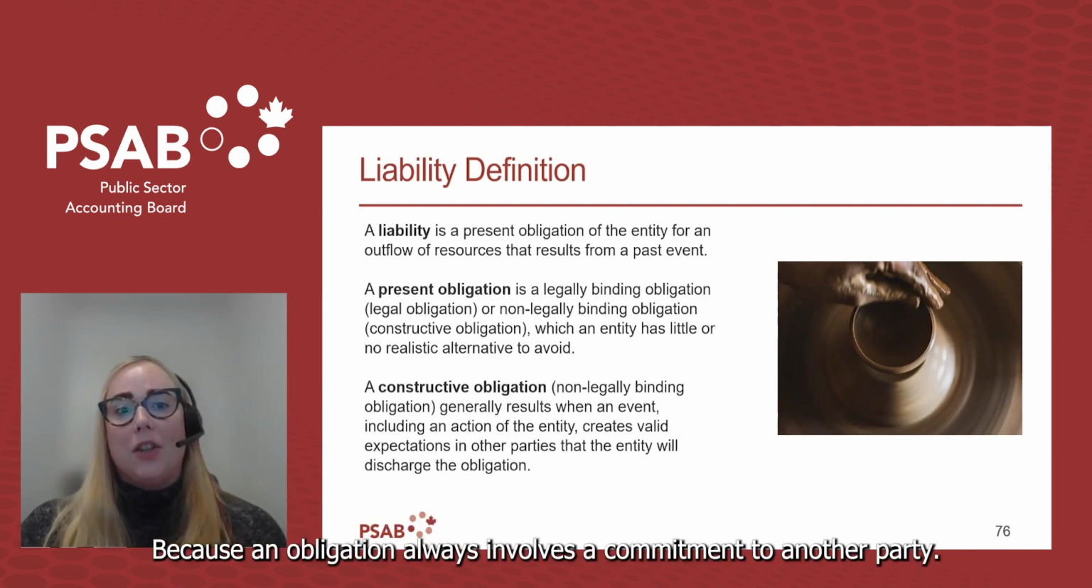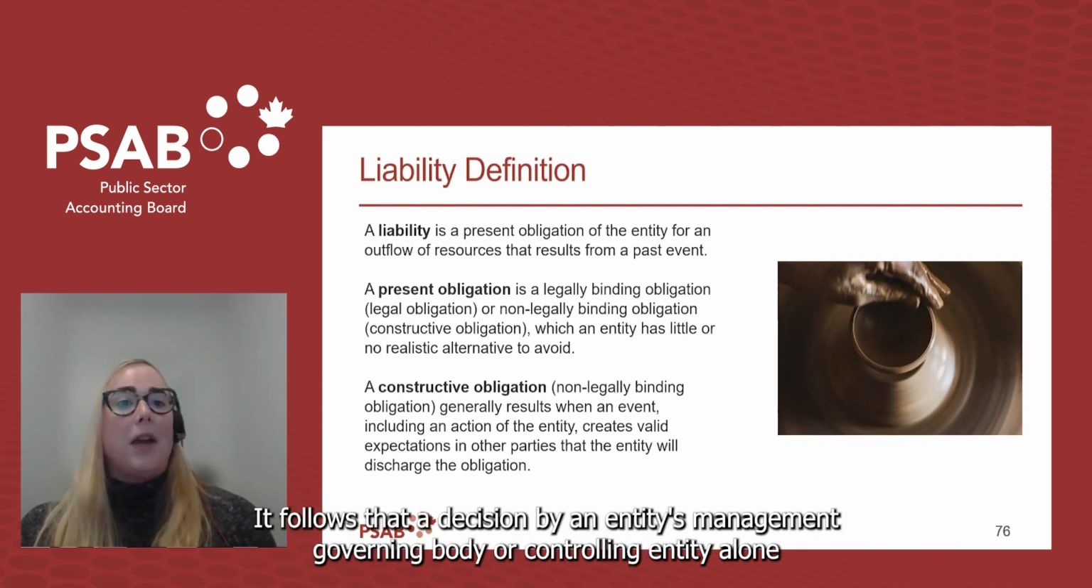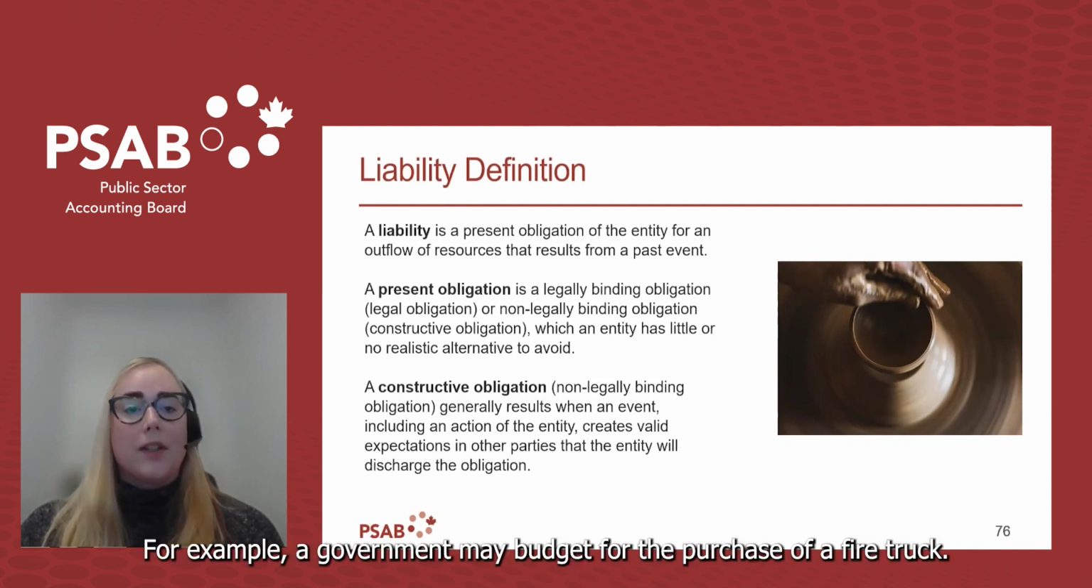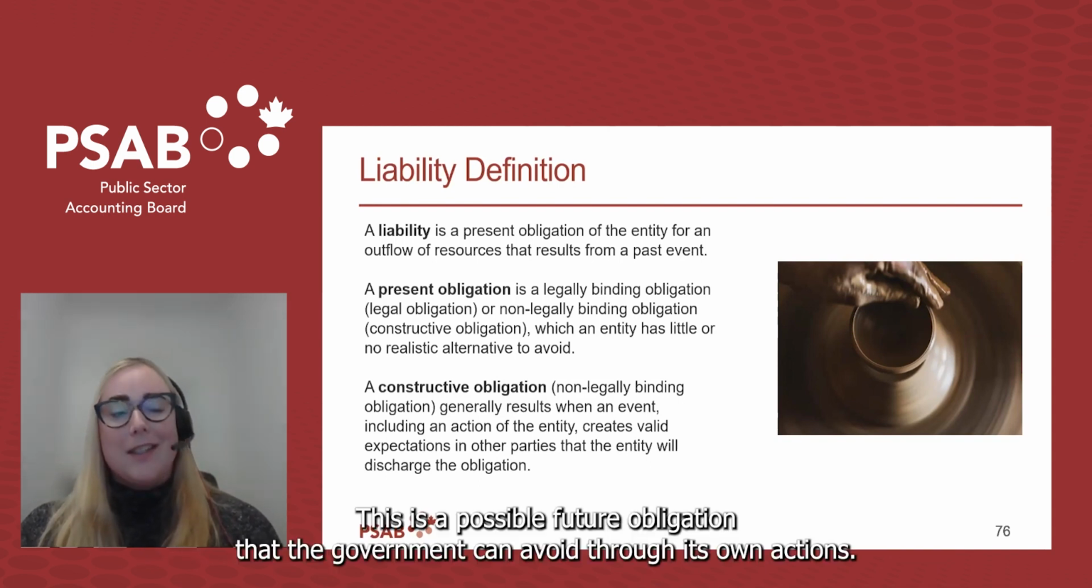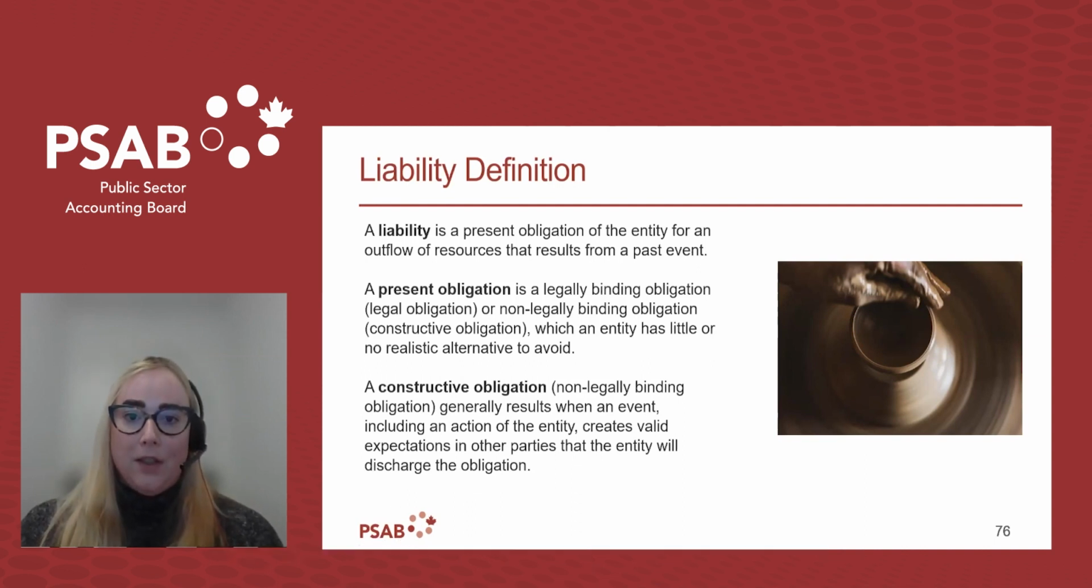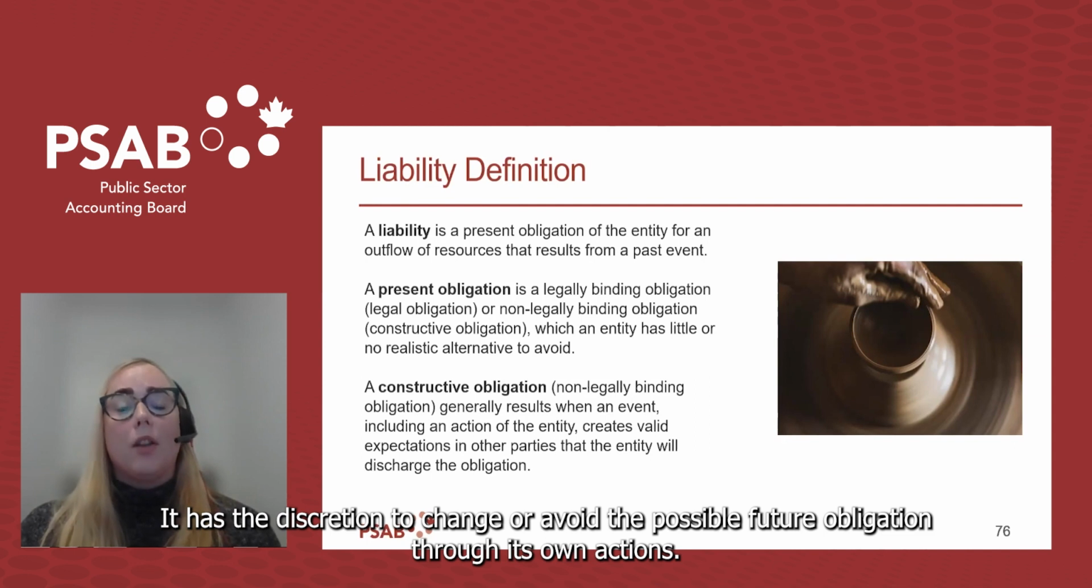Because an obligation always involves a commitment to another party, it follows that a decision by an entity's management, governing body, or controlling entity alone does not give rise to a liability at the reporting date. For example, a government may budget for the purchase of a fire truck. This is a possible future obligation that the government can avoid through its own actions. The government is not bound to a particular course of action. It has the discretion to change or avoid the possible future obligation through its own actions.